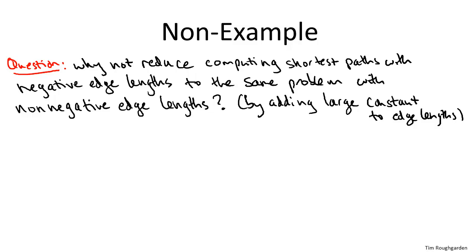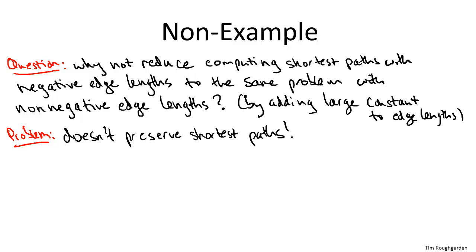If a path has only 2 edges, it's only going to go up by 20 when you add 10 to every edge. So as soon as you start changing the path lengths of different paths by different amounts, you might actually screw up which path is the shortest. The path which is shortest under the new edge lengths need not be the one which is shortest under the old edge lengths. So that's why this reduction doesn't work.